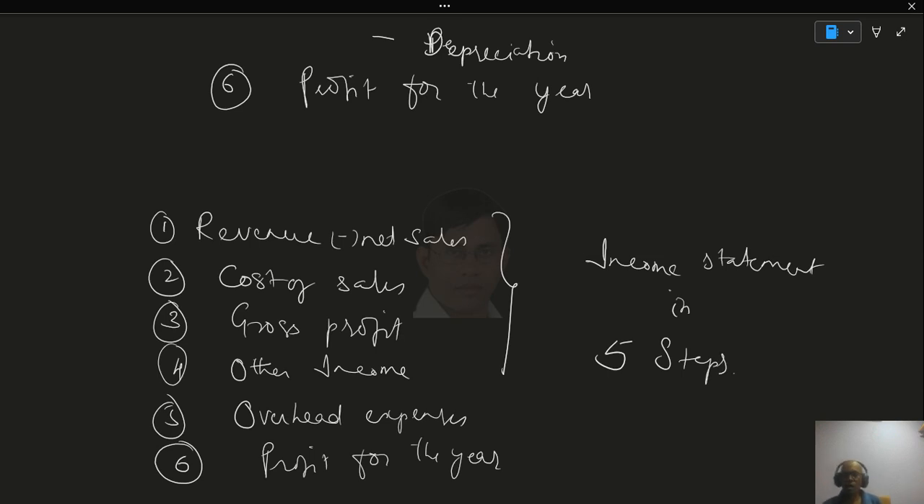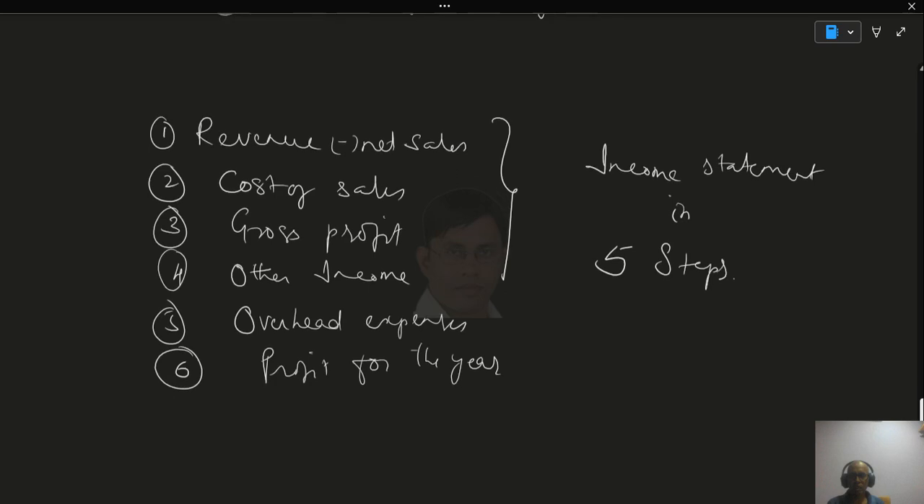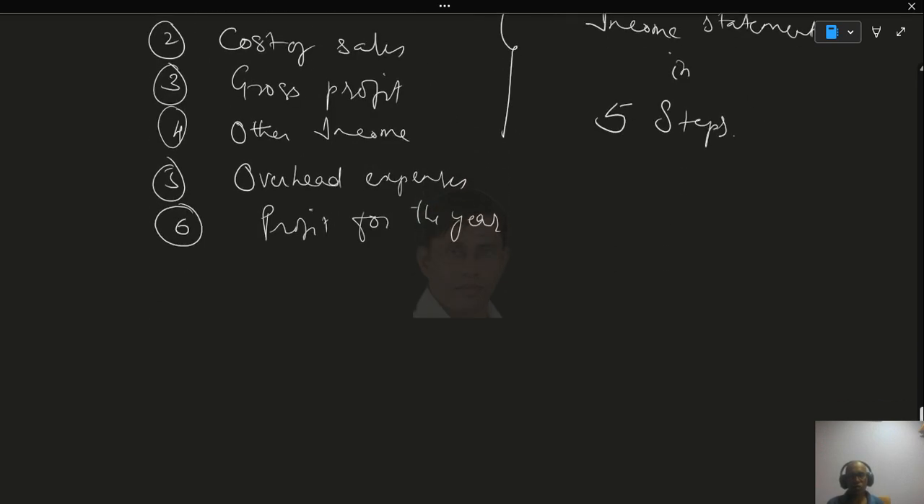So income statement, you can find a lot of questions have been asked, so many times. Lot of questions have been asked on income statement, and they're easy marks in AS level and A level also.